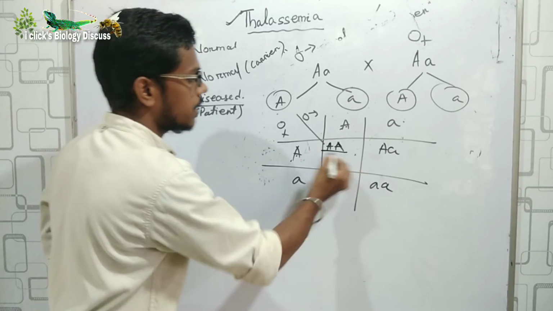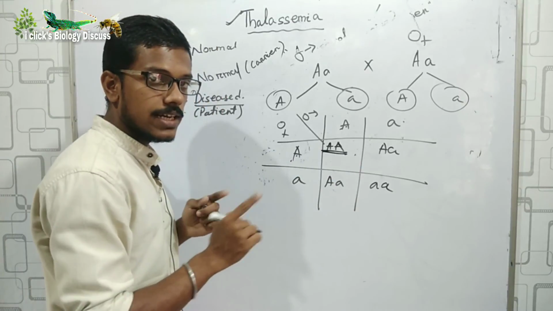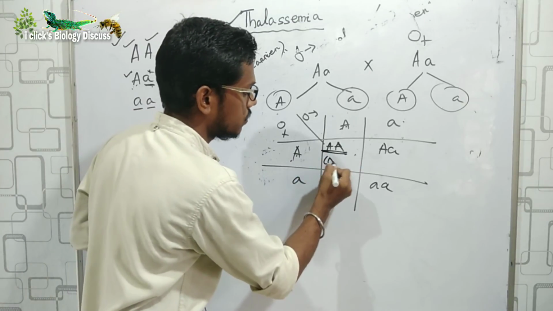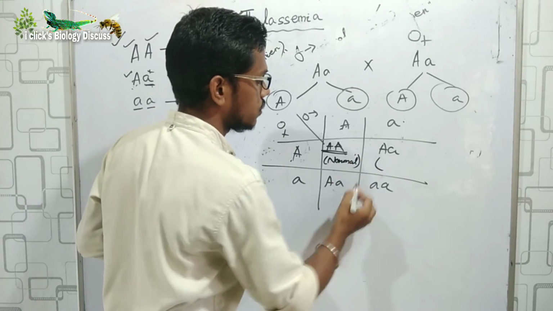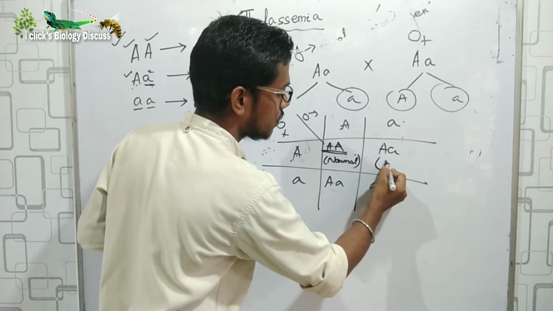So this is the capital A, which means both the alleles are normal. That means this is the normal child. This is the normal person.